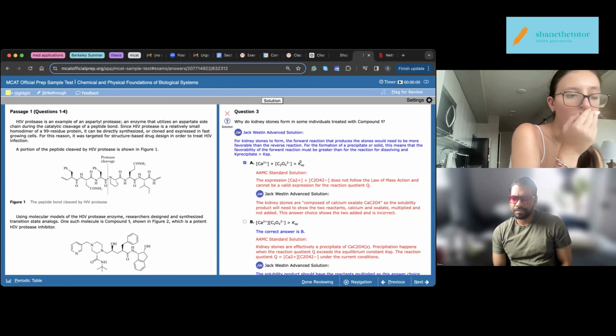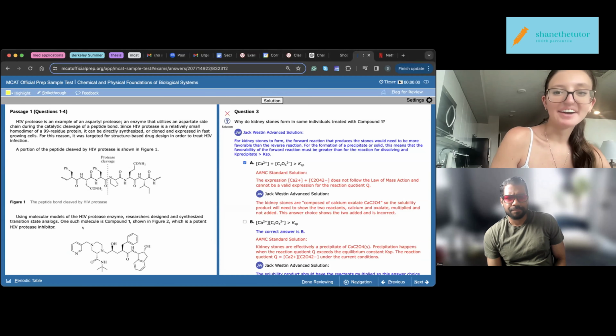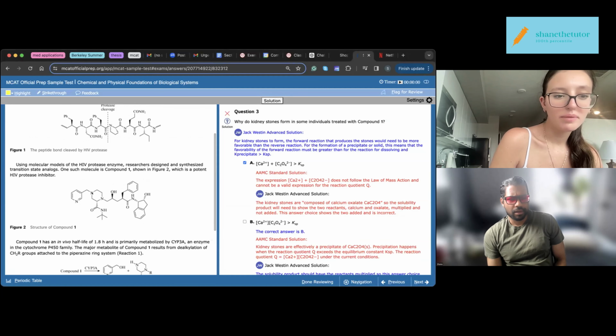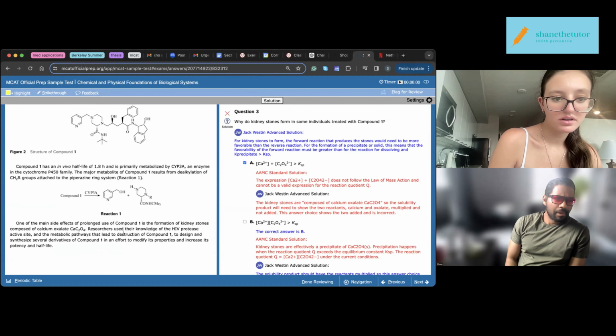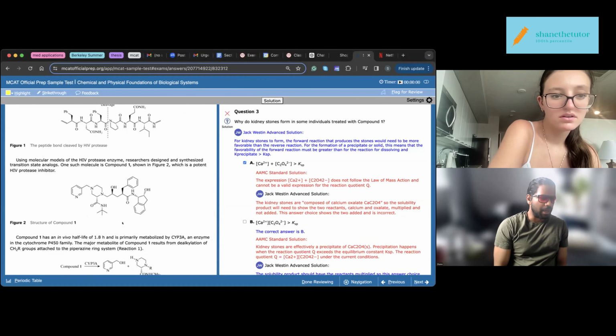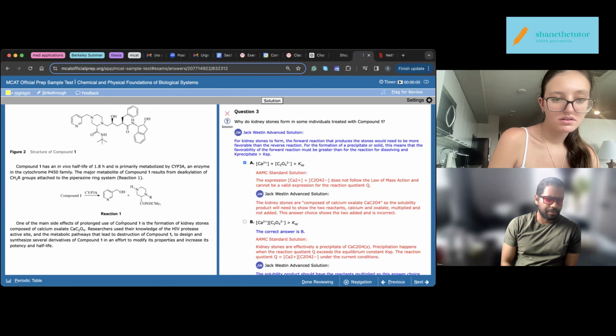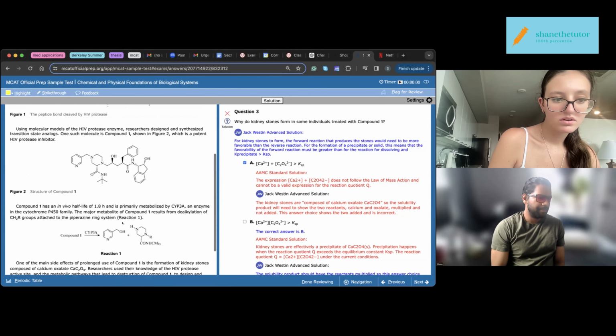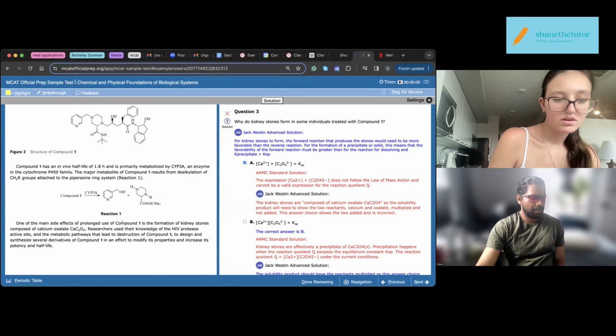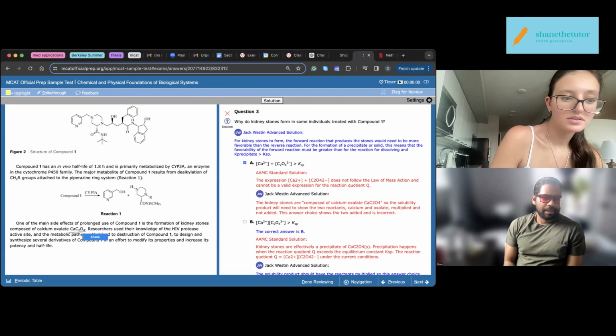Mm-hmm. Like, how do you look at compound one and derive these? I don't even see calcium in it. All the way on the bottom, first sentence on the bottom. Right. Oh, okay. Calcium oxalate.